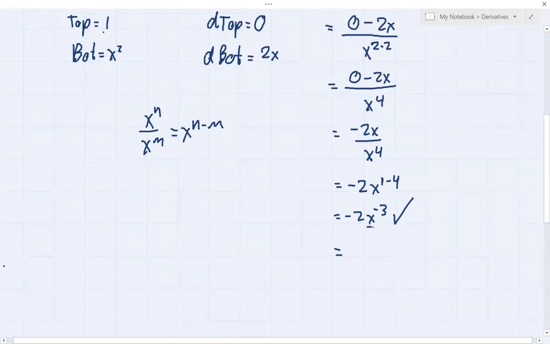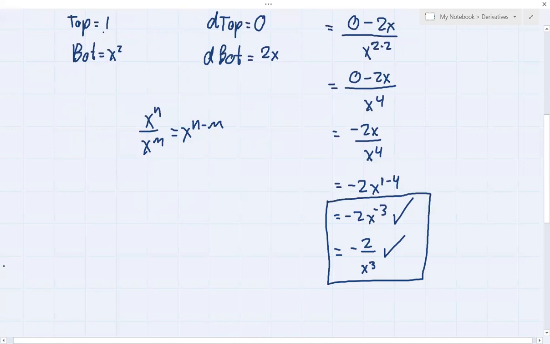Or, kung ayaw mo ng negative na exponent, we can just simply bring it down para mapalitan natin yung sign. So, magiging 2 all over x cubed. Okay? So, which of these two would you like to choose? It's up to you. Okay? So, pares naman silang tama.